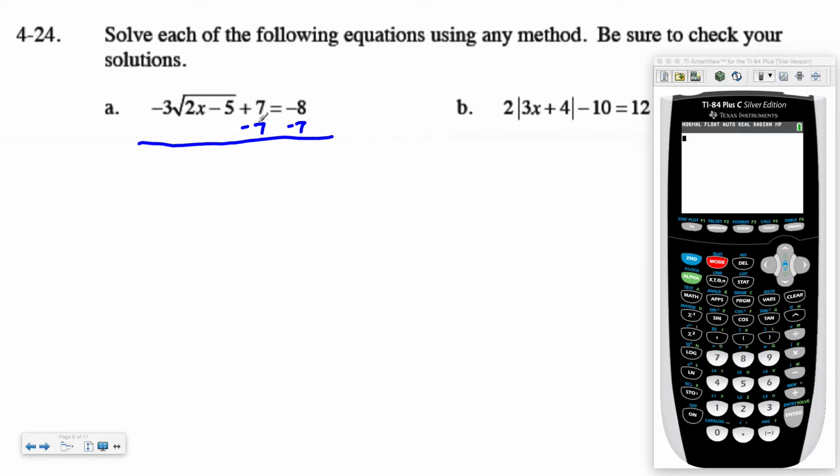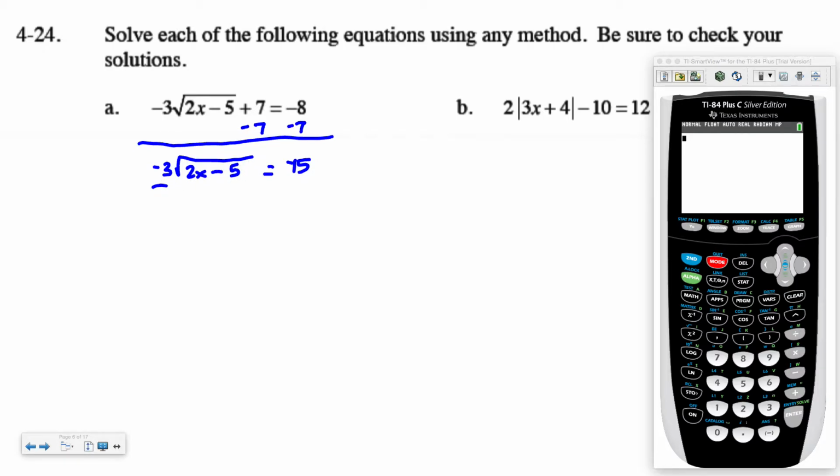So 7 minus 7 is going to give us 0. Negative 8 minus 7, if you really need to, use the calculator, but negative 8 minus 7, we should know is negative 15. That should still equal everything that was left on the other side, so the negative 3 times the square root of 2x minus 5. Let's go ahead and undo the negative 3 times the square root of 2x minus 5.